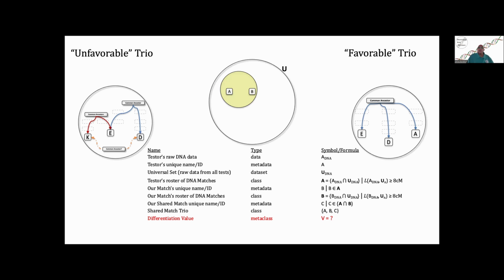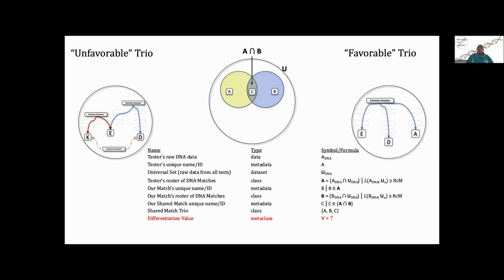From within our tester's matches, we select individual B, and we obtain individual B's DNA matches the same way we defined A's DNA matches. And finally, from the collection of DNA matches shared by A and B, we select individual C, forming our shared match trio, which could conceivably be favorable or unfavorable. Now, you may have observed a pattern here. Begin with individual A, find their DNA matches, choose individual B from A's matches, find individual B's DNA matches, and finally select individual C from matches shared by A and B.